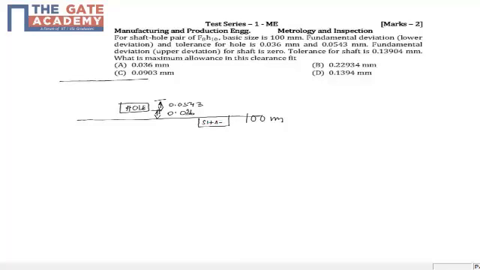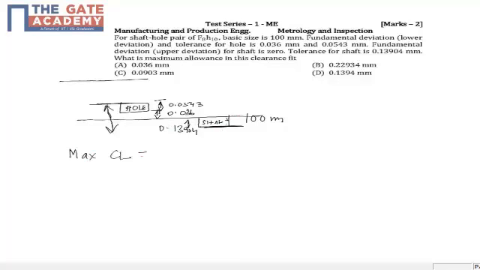So the shaft with the highest diameter will be 100 mm size, and the tolerance for the shaft is given as 0.13904. The maximum allowance: if you take a shaft of minimum diameter, that is this diameter, and a hole of the maximum diameter, that is hole of the maximum diameter and shaft of the minimum diameter, then you get the maximum clearance.